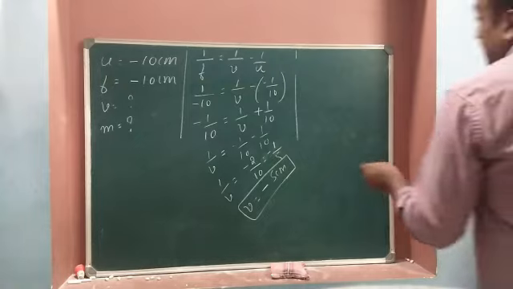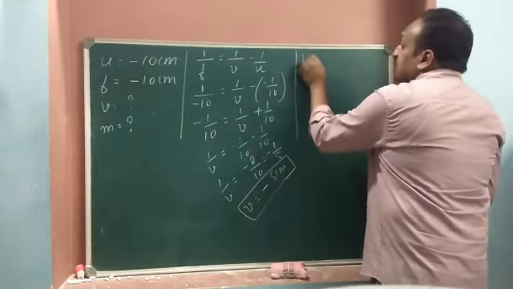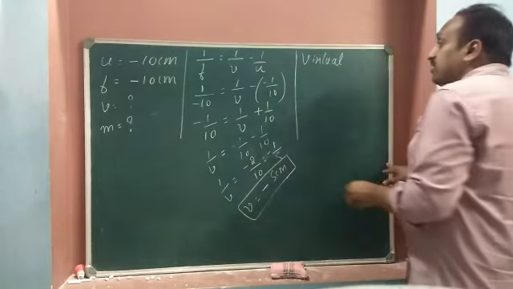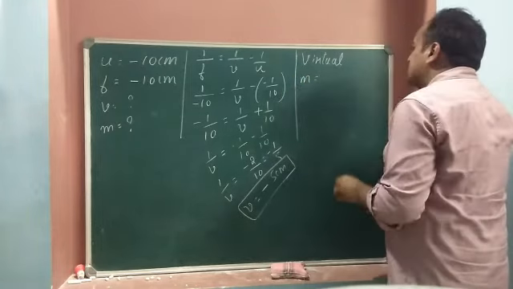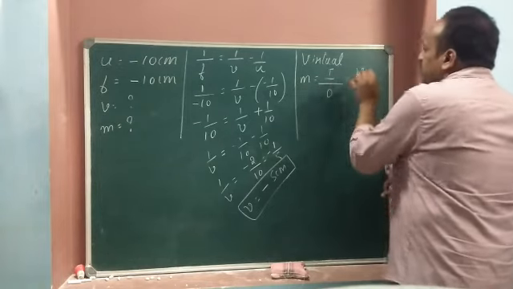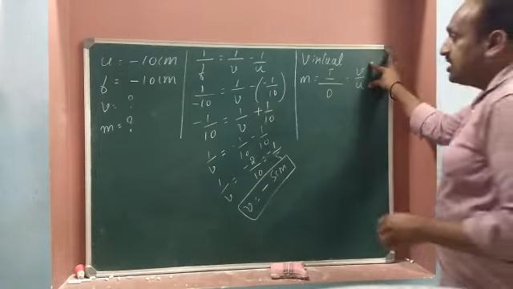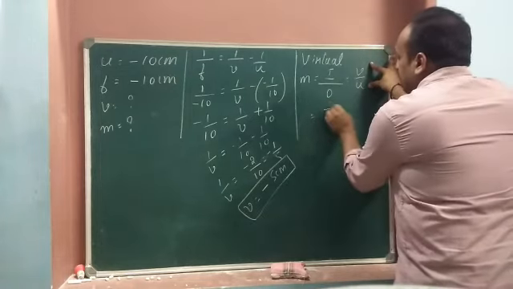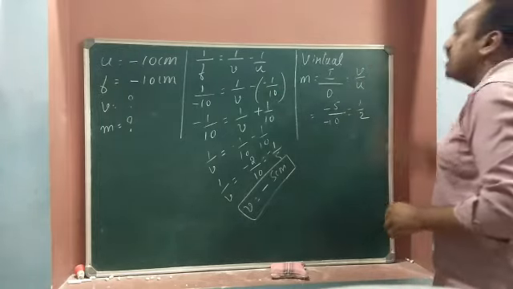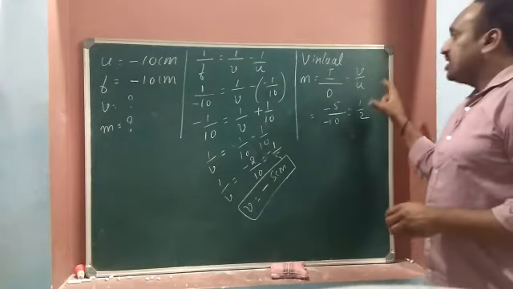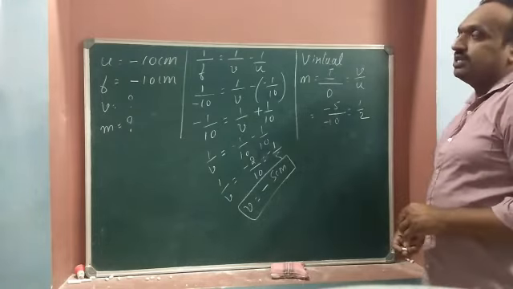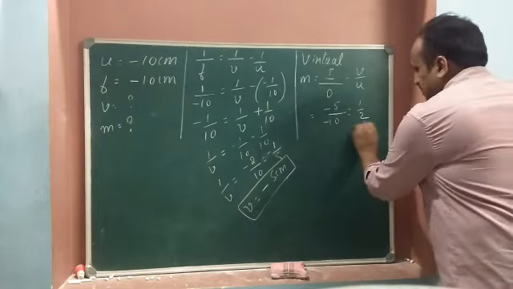Students, minus 5 indicates that the image is virtual. So we found the nature of the image. We need to find its magnification. We know the magnification M is equal to the height of the image divided by the height of the object, which will be equal to V by U. Substitute the values we know. The value of V is minus 5 and U is minus 10, nothing but half. So it is very clear that the height of the image is half of the height of the object. Clear?